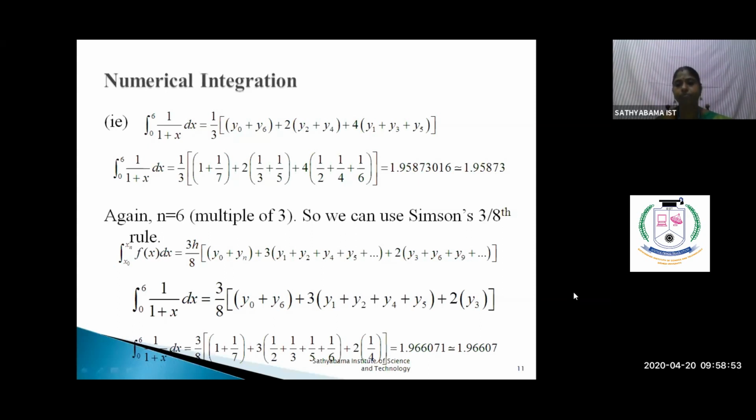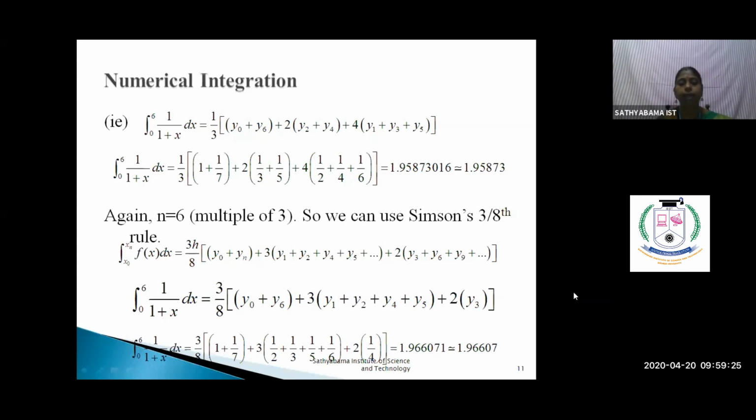1.95870316. Now I want to correct the answer to 5 places of decimals. After the 5th place, you look at what number you have. See, 1.95873, after that you have 0. So 0 is less than 5, so you can leave it. So now the answer is approximated to 5 places of decimals: 1.95873 is the answer by using Simpson's 1/3 rule.